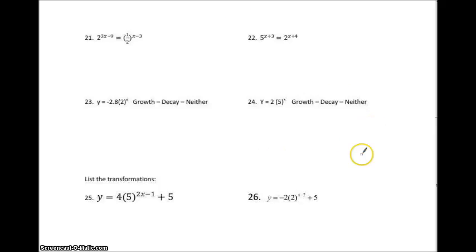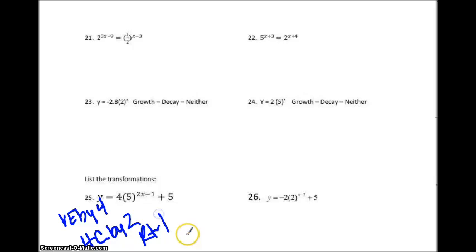Number 25 wants you to list the transformations. You have a number at the front, so you're going to have a vertical expansion by 4. You have a number in front of the x. This is going to be a horizontal compression by 2. You have a minus 1 trapped up there with the x, so it's going to go to the right 1. And you have a plus 5 at the end, so it's going to be up 5. Your 5 and your x were your original equation.